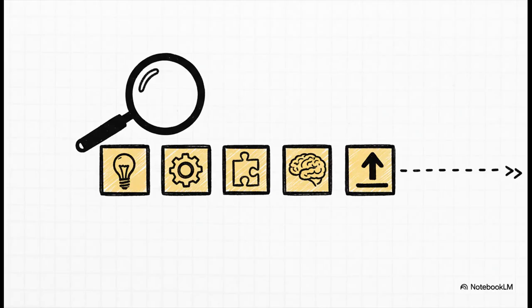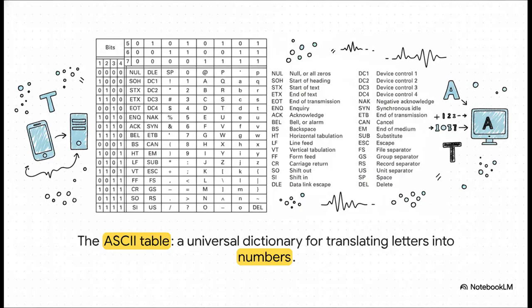To make this journey super easy to follow, we're going to track one single, simple word from start to finish. And that word is think. Just 5 little letters, but they're going to take us through this entire incredible process. In this table right here, this is the dictionary. It's called the ASCII table, and it's basically a universal translator for computers. As you can see, it gives every letter, number, and symbol its own unique code.